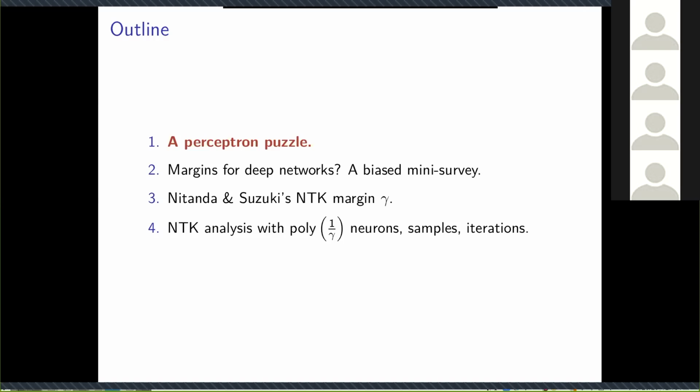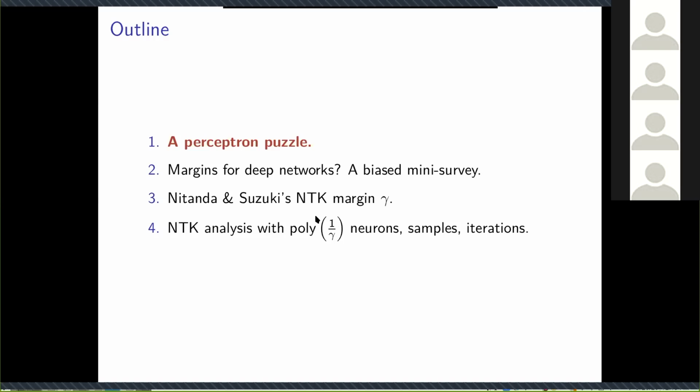what I want to highlight in section 3 is one very nice way to define the margin for shallow networks, and specifically for the NTK of a shallow network. This is due to two researchers out of Japan, Nitanda and Suzuki, and they have a very nice definition, which then in section 4, I will use to prove a specific generalization, a test error bound on the NTK, or actually just on shallow networks.